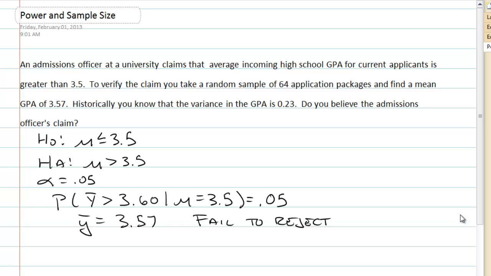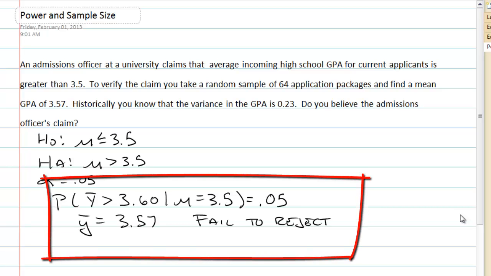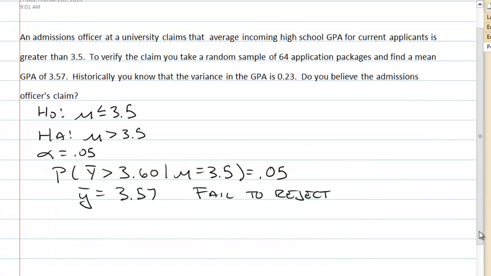In this video, we're going to talk about power. We're going to go back to our example of an admissions officer. In a previous video, we did this. Our null hypothesis was the mean income and GPA was less than or equal to 3.5. The alternative was that it was greater than 3.5. We used an alpha of 0.05. We found our rejection criteria based on that alpha, and that rejection criteria was the 3.6 value.